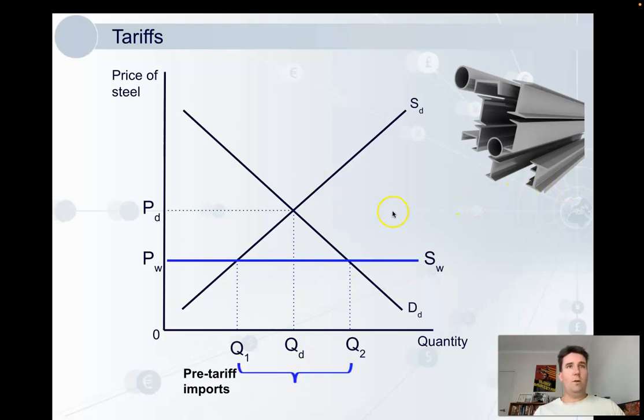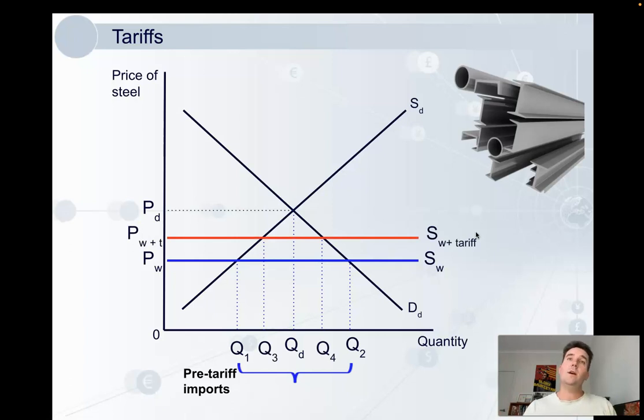Okay, we know from microeconomics that a tax shifts the supply curve upwards, and that is what happens here. Trump imposed a 25% tariff, so the world price and world supply shift up by 25%. Given that price rise, domestic steel producers are now willing to supply more, Q3, and domestic demanders of steel are only willing and able to purchase Q4 because of the higher price. Imports make up the shortage from Q3 to Q4.